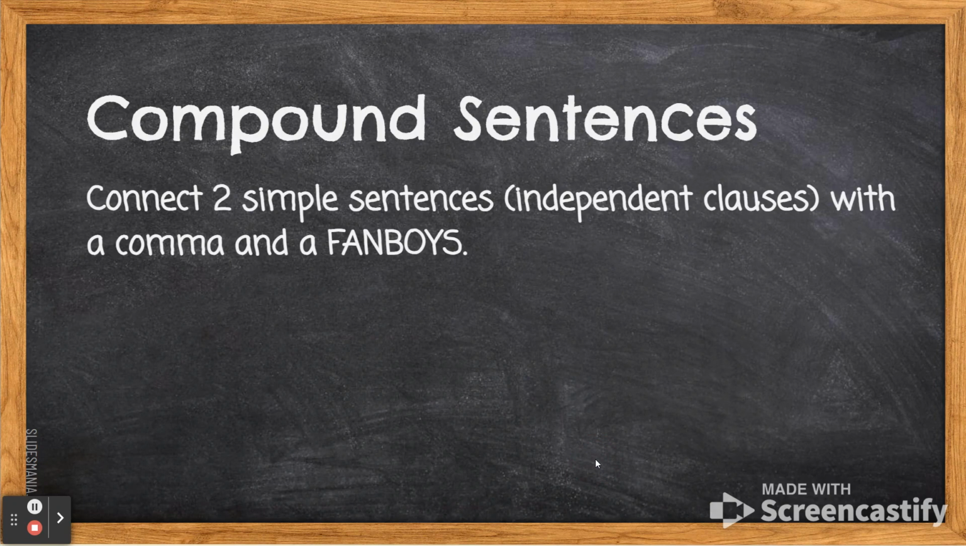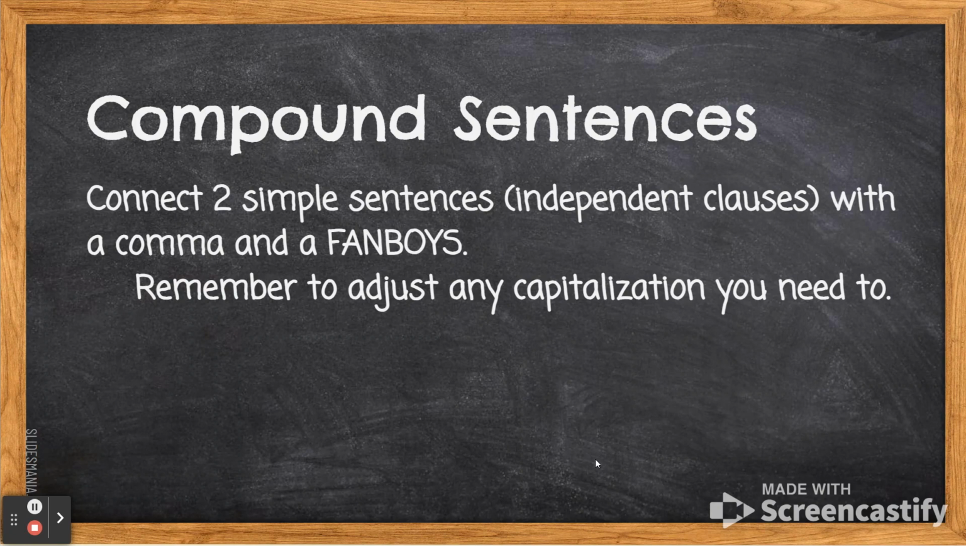So a compound sentence is when you take two independent clauses and you connect them using a comma and a FANBOYS. The comma always goes between the clauses right before the FANBOYS to show where one independent clause ends and the second one begins. So it's comma, then FANBOYS. Whenever you are connecting two sentences that have already been written, make sure that you adjust any capitalization that you might need to. Just because a word was capitalized originally, if it was the first word in the sentence, you might not need to capitalize it anymore. So always double check your capitalization.